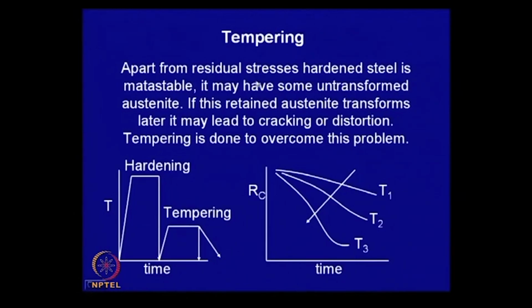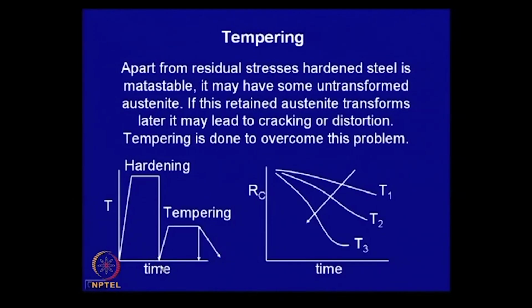So, apart from residual stress, hardened steel also is metastable. Martensite structure is not the stable structure; it is a supersaturated solid solution of carbon in ferrite, and it also has some amount of untransformed austenite. And if this austenite transforms later, it may lead to cracking, and also if austenite transforms, there will be accompanying volume change, it can lead to distortion. So, it leads to dimensional instability, and tempering is done to overcome this problem.